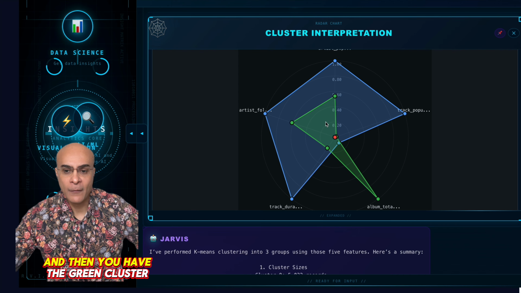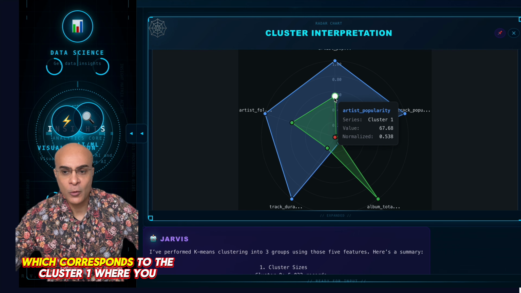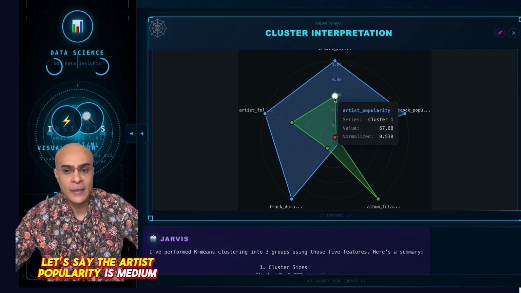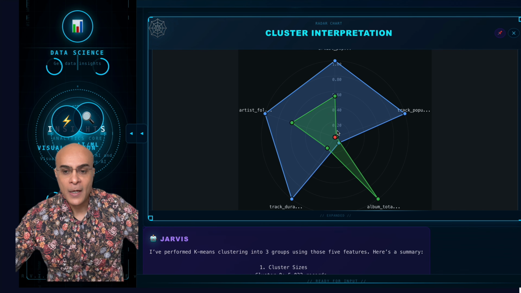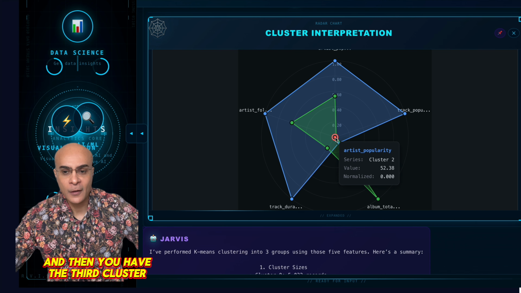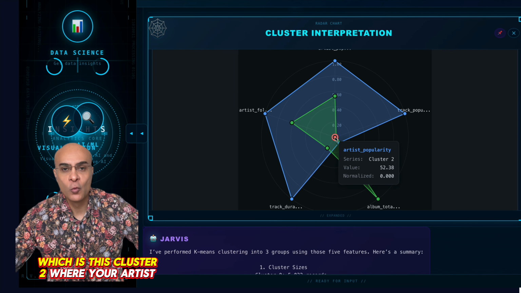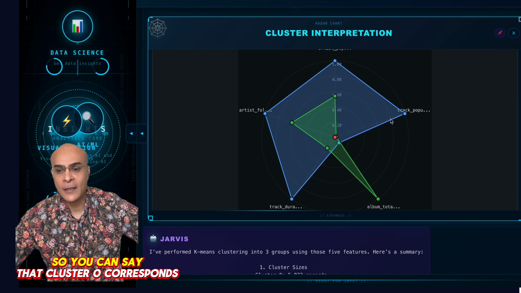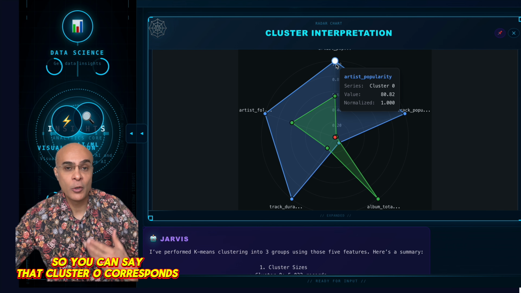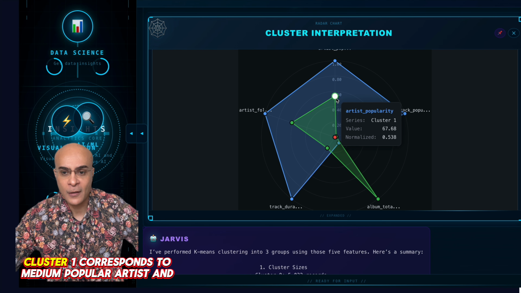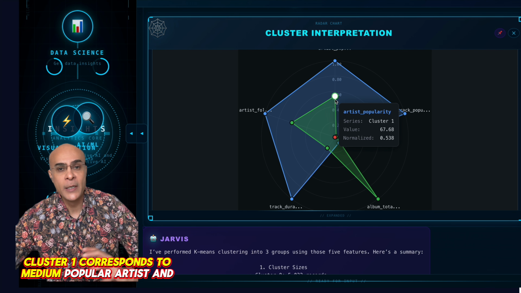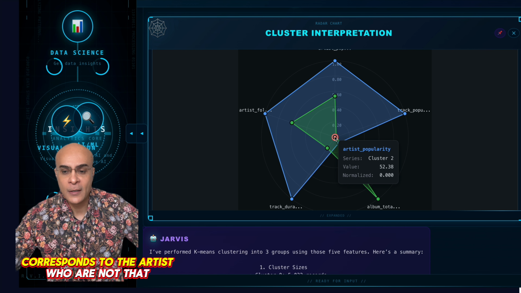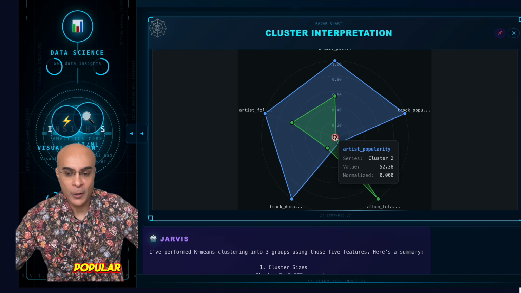And then you have the green cluster, which corresponds to the cluster 1, where you have, let's say, the artist popularity is medium. And then you have the third cluster, which is this cluster 2, where your artist popularity is very less. So you can say that cluster 0 corresponds to highly popular artists, cluster 1 corresponds to medium popular artists, and cluster 2 corresponds to the artists who are not that popular.